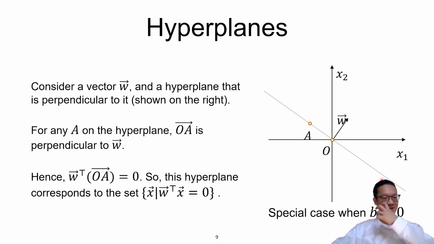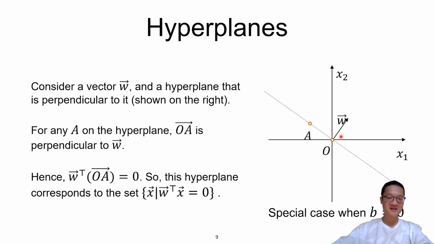Okay, let's recap a bit. So we drew this graph and we said, let's pick some arbitrary vector W, and that would define some line which is perpendicular to W. In general, some hyperplane that is perpendicular to W. The line that passes through the origin was the set X such that W transpose X equals 0, right?